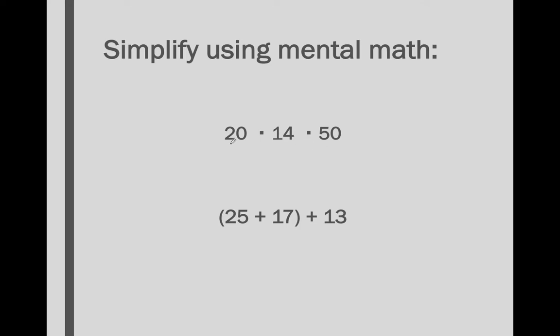So for example, for this first one, you can actually do the problem in this order, which makes it a lot easier. 20 times 50, if you use a little trick of multiplying 2 times 5 is 10, and then we're going to add those two zeros on, that's 1,000. And then 1,000 times 14, that's a lot easier to do, it's 14,000.